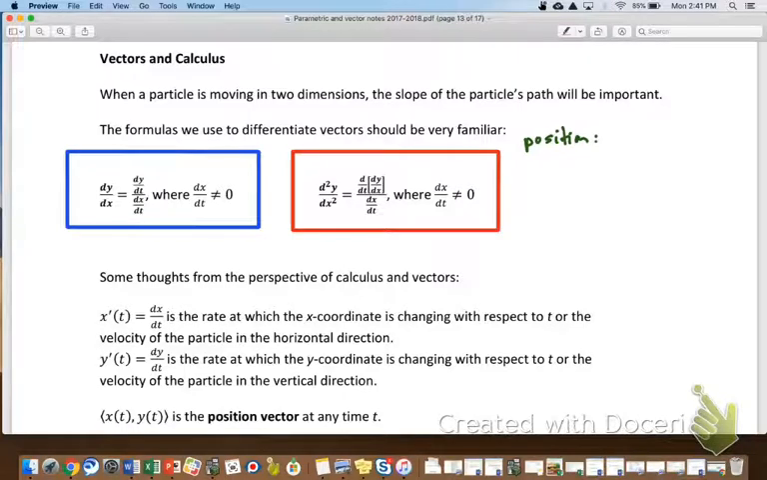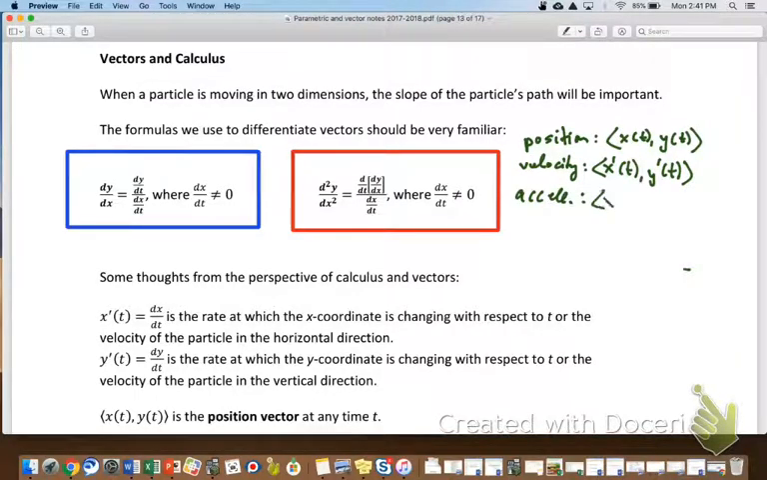A position vector would be something like x of t, comma, y of t. That would tell you the actual location at a particular time. The velocity vector, of course, would be x prime of t, comma, y prime of t. That would tell you that it's going down and right, or whatever. The acceleration vector would be x double prime of t, comma, y double prime of t. And that would tell you is the velocity increasing or decreasing, right?